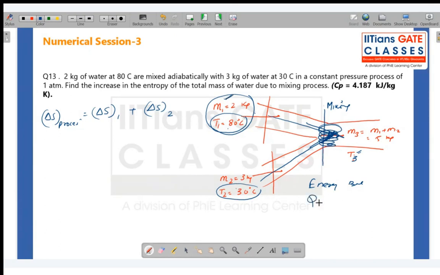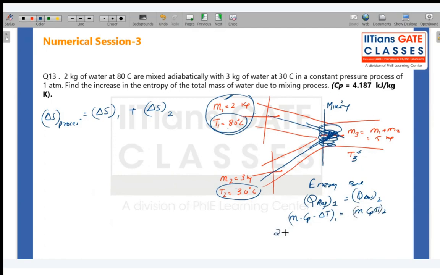So Q absorbed, or Q rejected by fluid 1, is equal to Q absorbed by fluid 2. So Q rejected by 1 will be m Cp delta T of 1, and this equals m Cp delta T of 2. So this is 2 into Cp.